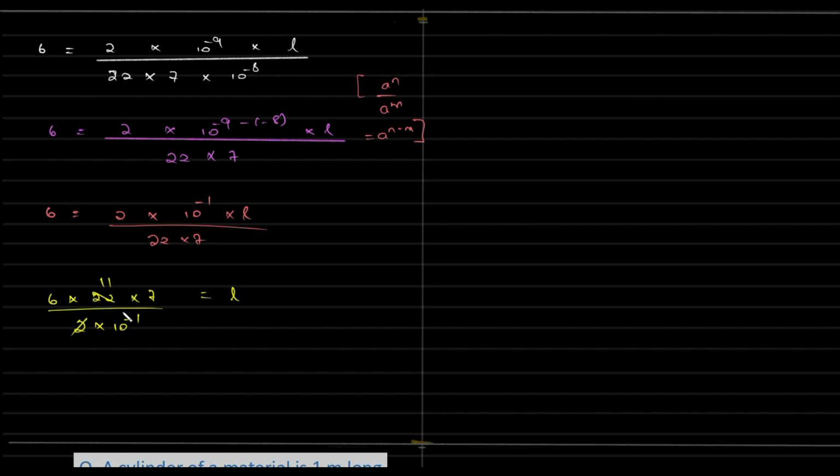So 1s are 11s are 42. 42 into 11 is 462. So your length happens to be 462 divided by 10 to the power of minus 1, which is into 10 to the power of plus 1. So this is 4620. Let's write it over here. 4620 meters. If you want to write it in standard form, it is 4.620 into 10 to the power of 3 meters. Okay. So this is your standard form.